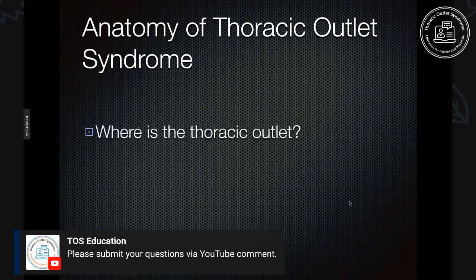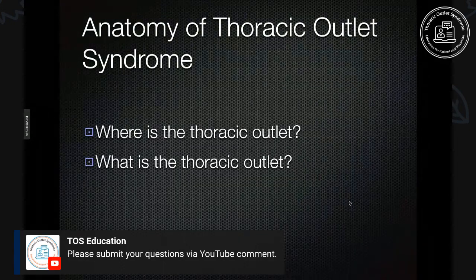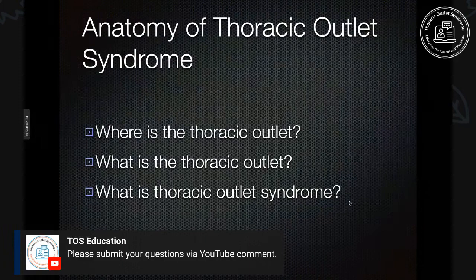So to review, we talked about where the thoracic outlet is and the boundaries of it. We talked about what the thoracic outlet is, with all the intrinsic structures, as well as the structures that traverse the thoracic outlet: the nerves, artery, and vein. We talked about the dynamic changes that can occur with arm motion. And then we briefly touched on what thoracic outlet syndrome is.